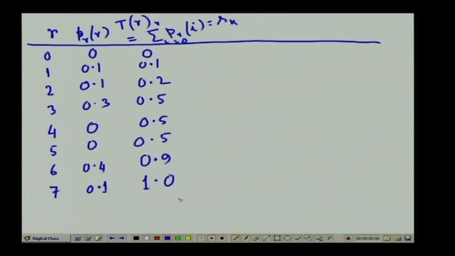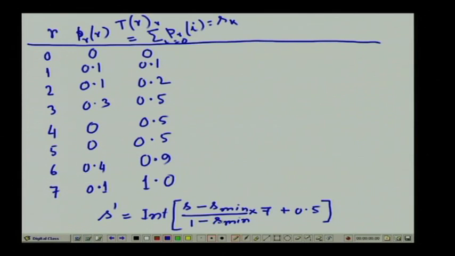And for that, we use the same mapping function, as we have said: s' equal to integer of (s minus s_min) divided by (1 minus s_min), times (L minus 1), which in this case is 7, plus 0.5. So, doing this calculation and taking the nearest integer value, whatever we get will be my reconstructed intensity level. If I do this, then for all these different values of s, the reconstructed s' will be, for r equal to 0, equal to 0. For r equal to 1, s' will also be 1. For r equal to 2, s' will also be 2.